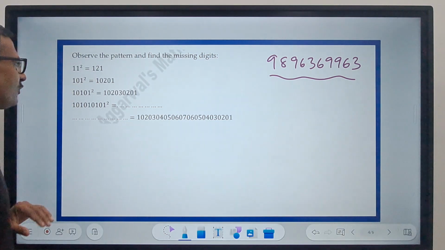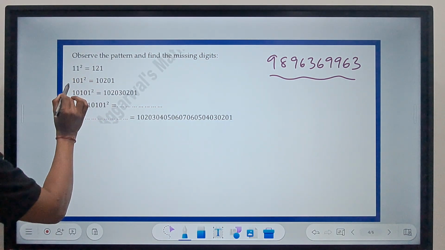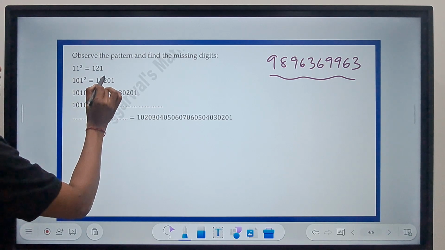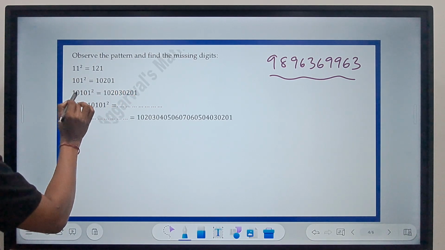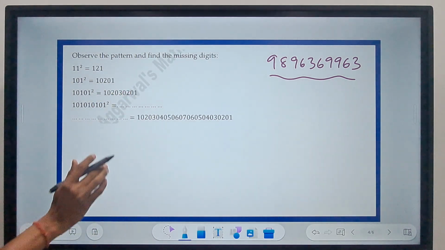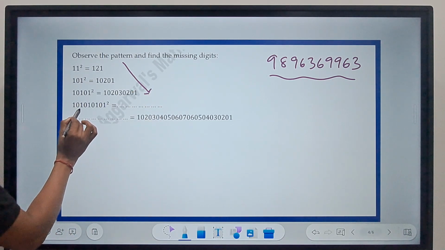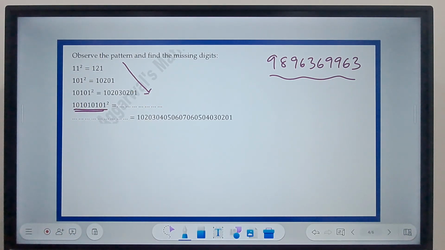Let's see this question. So we have a pattern here. 11 square is 121. 101 square is 10201. 10101 square is 102030201. So can you find a pattern like this and find out what is the square of this number?